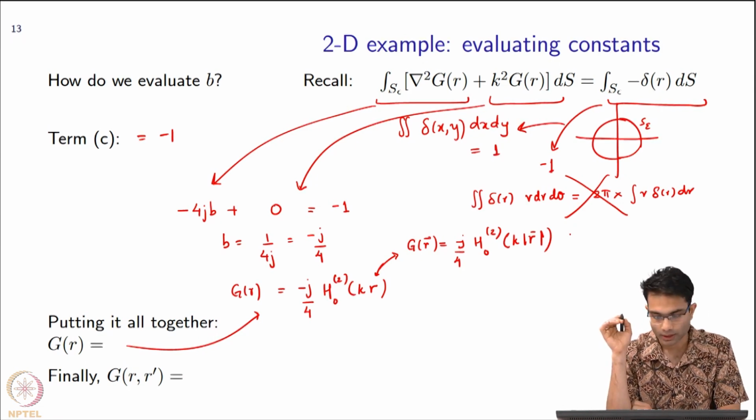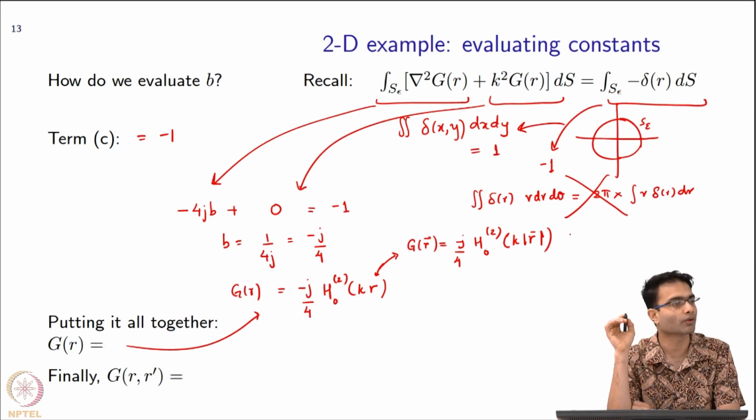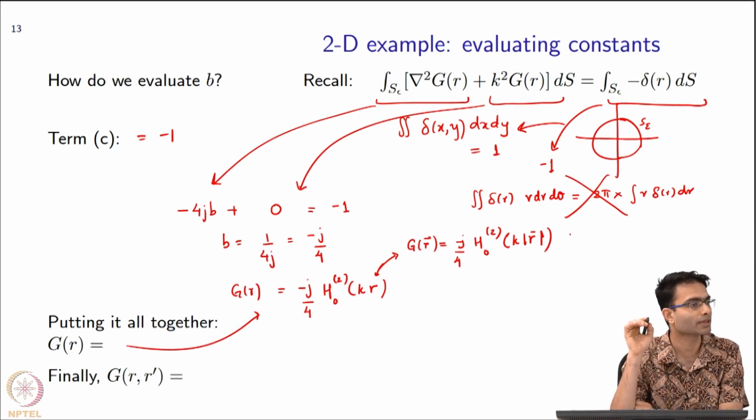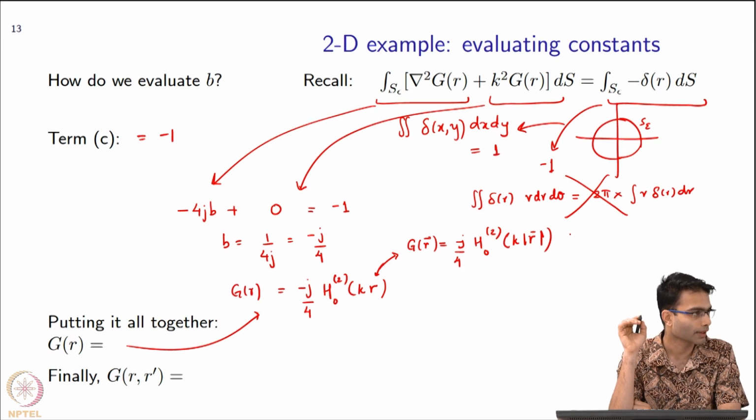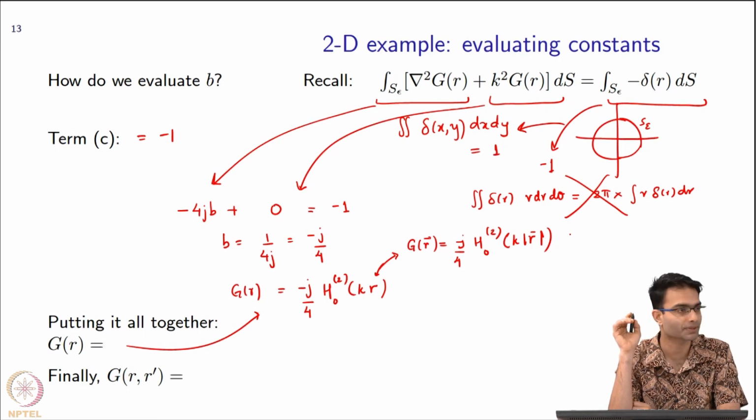Alright. Now what we had done to simplify all our math was that we put the delta function at the origin, right, and that's how we got this simple looking differential equation.